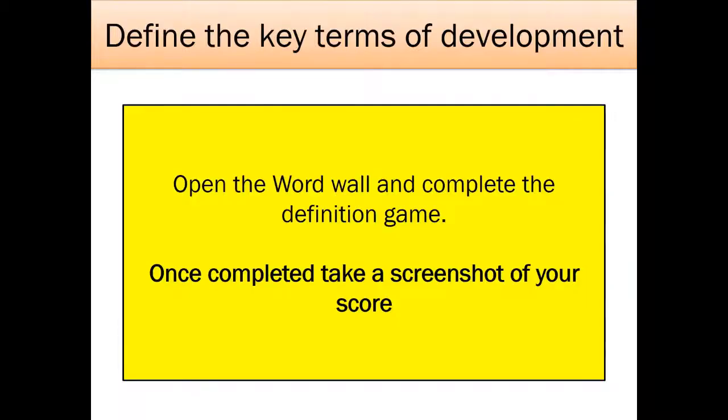Moving on to learning objective 1 of this lesson, we're going to define the key terms of development. Now, how we're going to do this is we're going to do a word wall activity. So what I want you to do in a minute is open up your word wall activity, have a go at defining the key words. It's a match-up exercise where you match up the key words to their definitions. Once you've done that, can you take a screenshot of your score? So just pause the video now and go back to ClassCharts and open up the word wall activity.